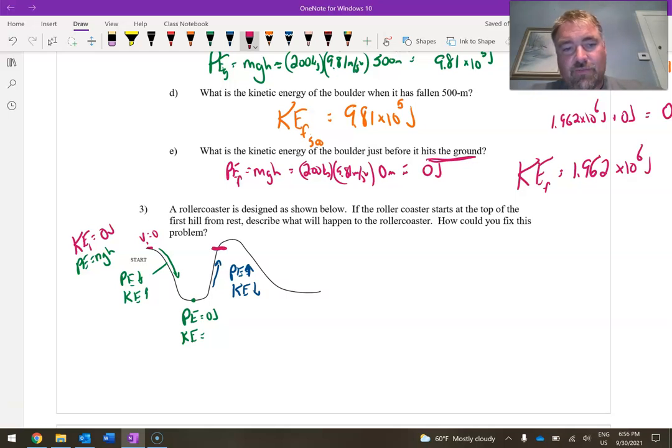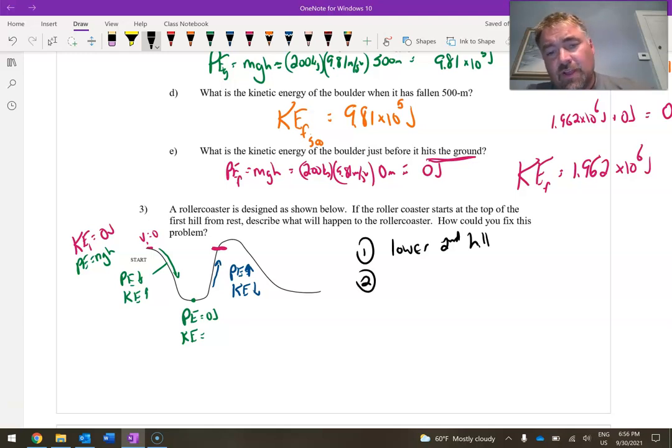So how can we fix this problem? Well, one of two ways. One, we could lower that second hill. And in the process, the height won't be as much, and it will now have enough energy to get up to the top there. This is why on most roller coasters you ride, the second, the third, the fourth hill are always smaller than the previous one. Or the second thing we could possibly do is to give it some initial kinetic energy. And that initial kinetic energy will help it to have enough energy to climb up over the hill. And as long as that potential energy right there, the height, is greater than that, we're good.